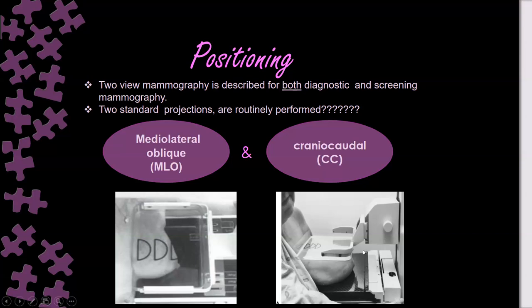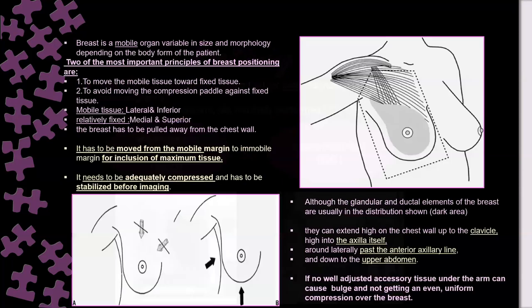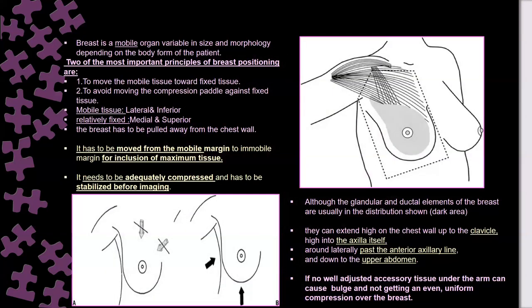As we said, the standard views are craniocaudal, where the X-ray comes from up to down with the breast lying flat, and mediolateral oblique, where the breast is put between the plates in an oblique position, parallel to the pectoralis muscle, with the X-ray going from the medial toward the lateral aspect. And as you know, the breast is a mobile structure.